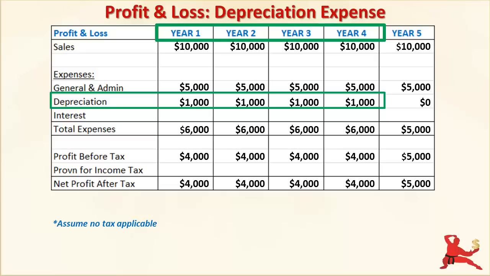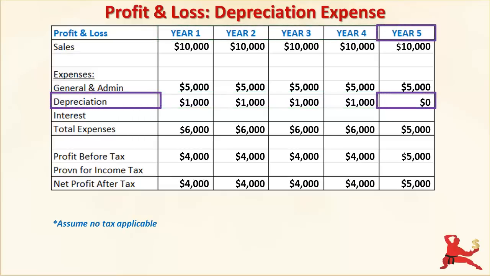Over these 4 years, your business has to be able to produce enough income through using the car that will more than cover its costs. In other words, it has to generate a return on investment, or ROI. If you're still using the car in year 5, there's no depreciation expense because the car is already fully depreciated. You've fully expensed its original cost.